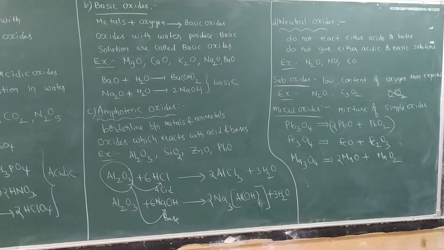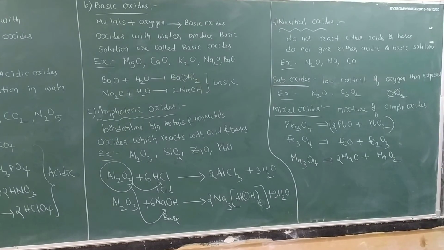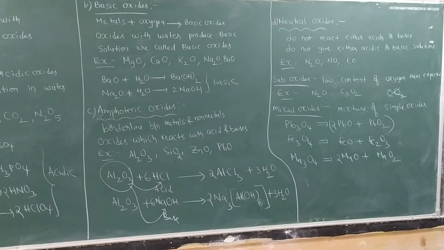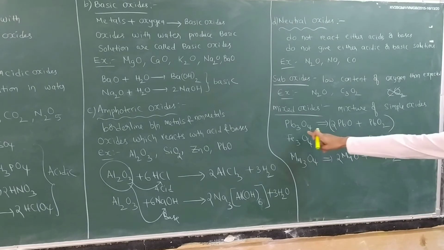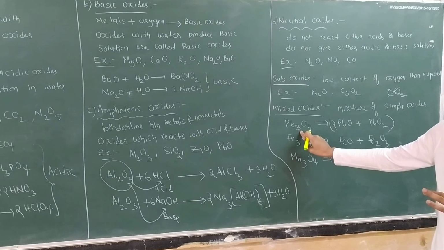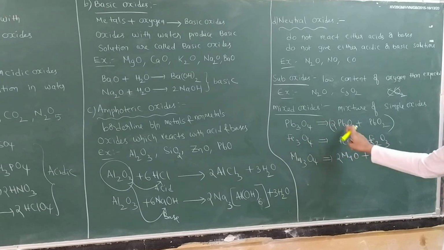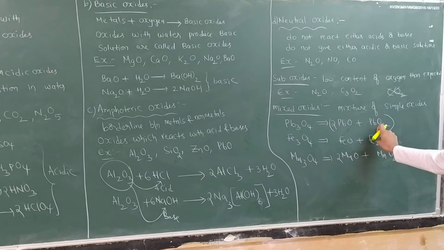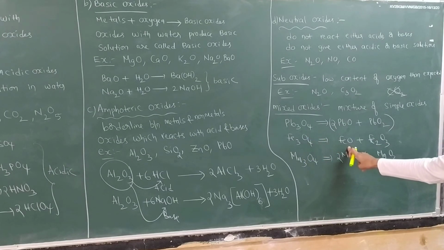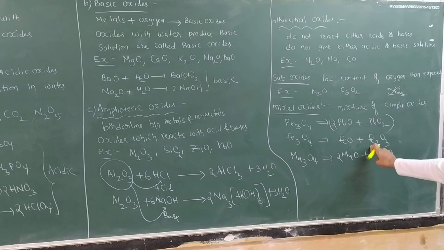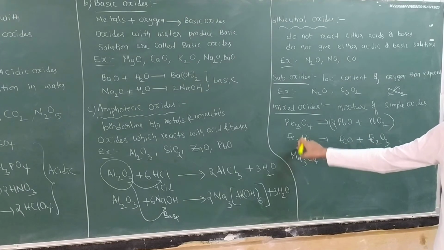What is mixed oxide? Very simple. You have a mixture of oxides, two different types of oxides of the same element. You see here Pb3O4, it is an oxide, but it is made up of what? Lead oxide plus lead dioxide. Next, Fe3O4 is made up of iron oxide, FeO plus Fe2O3, ferrous oxide plus ferric oxide, collectively known as Fe3O4 actually.